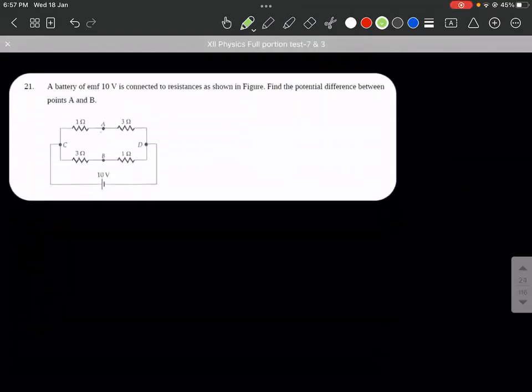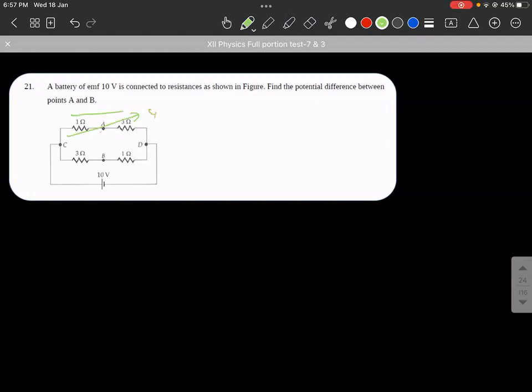Can you tell me what is the answer here? A battery of EMF 10 volt is connected to resistances as shown in the figure. Find the potential difference between the points A and B. So how to solve this? How are 1 and 3 connected? Series.